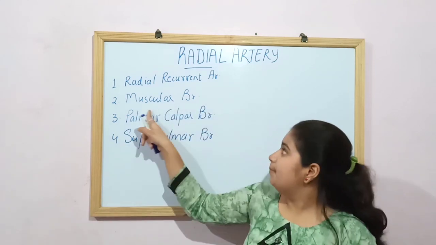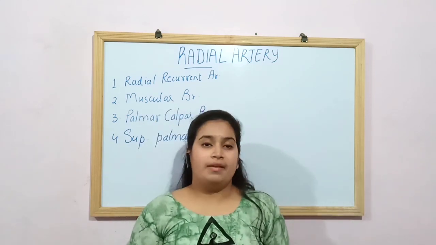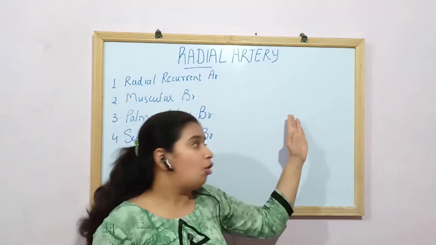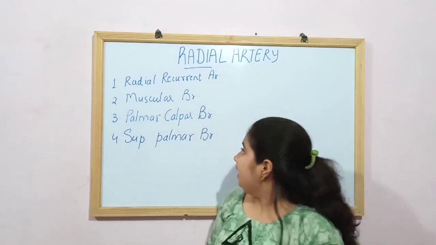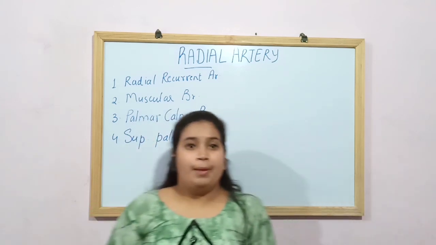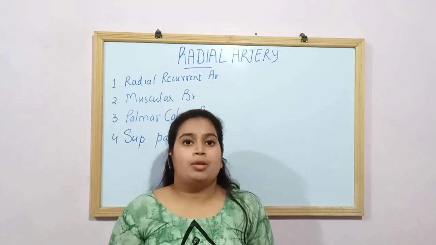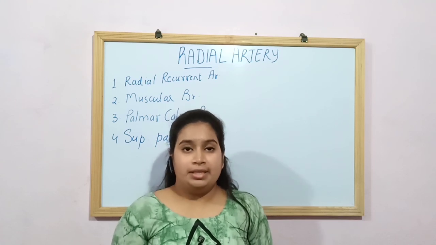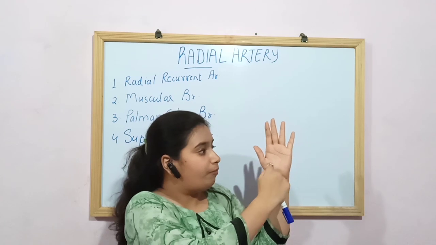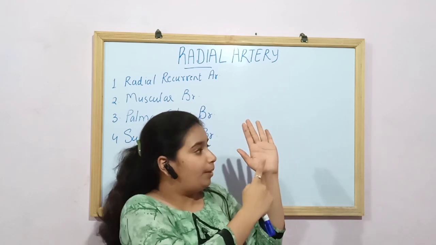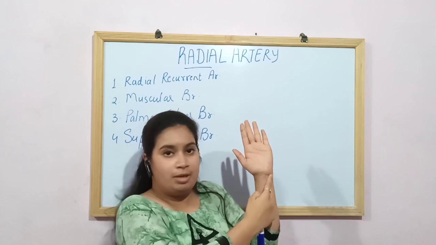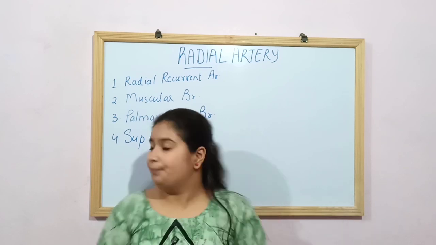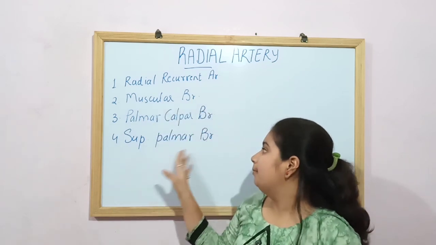So next branch is the muscular branch. Muscular branch of the radial artery supplies all the lateral muscles of the forearm, as I explained already in the diagram. Next is the palmar carpal branch. The palmar carpal branch arises deep to the pronator quadratus muscle and runs medially to the flexor tendon muscles and anastomoses over the palmar part with the ulnar palmar branch to form the arch at this area. Next is the superficial palmar branch.